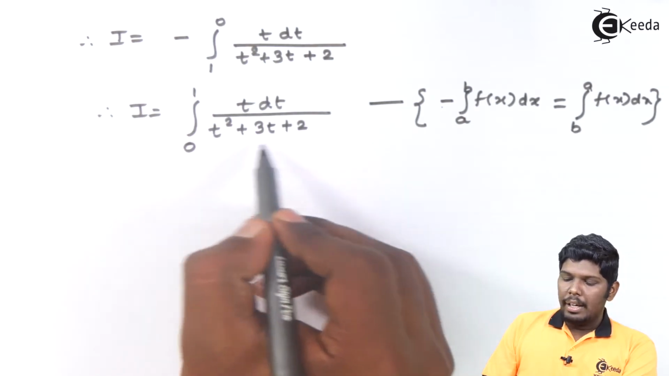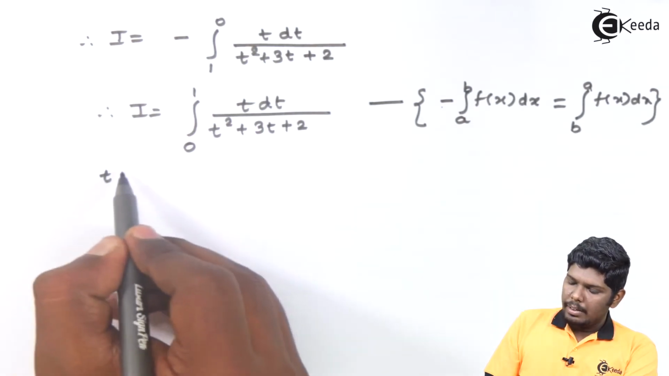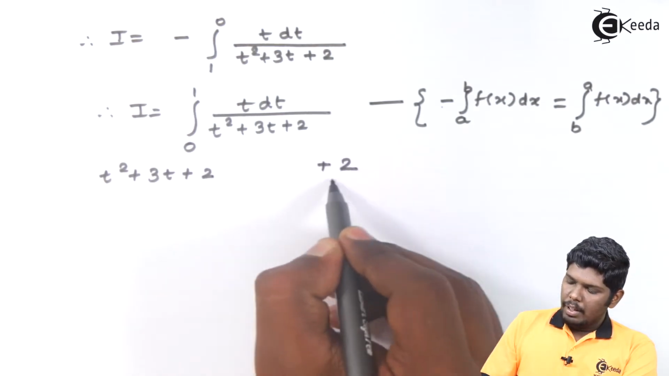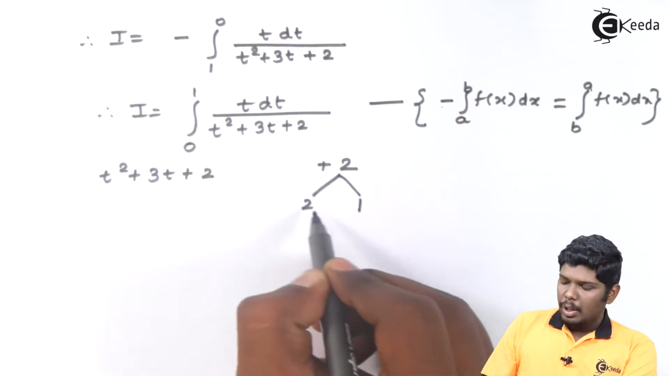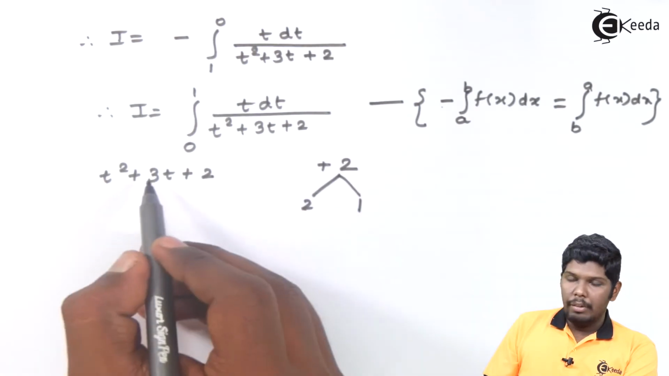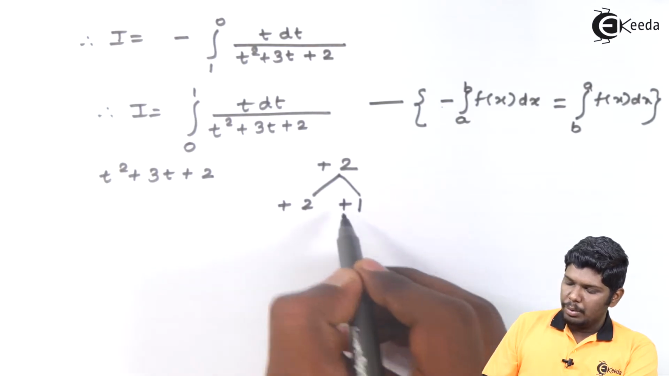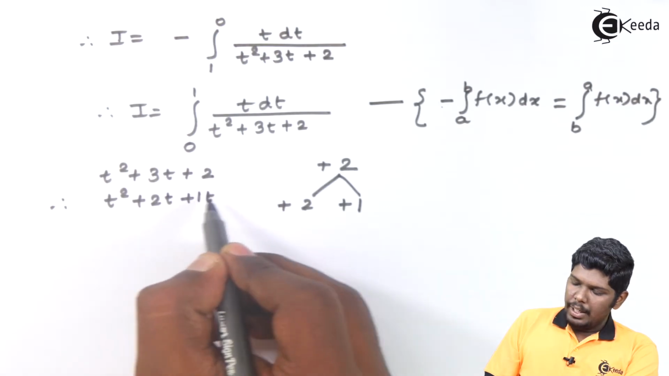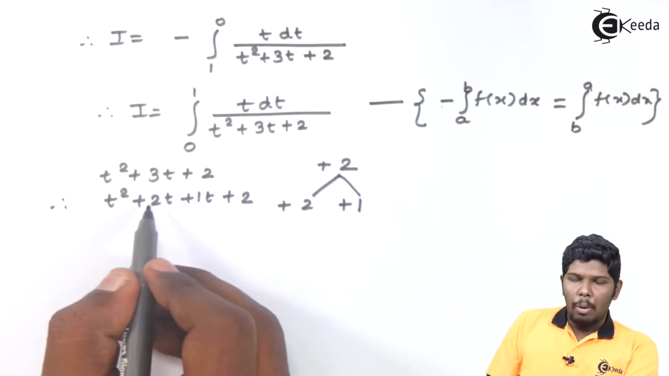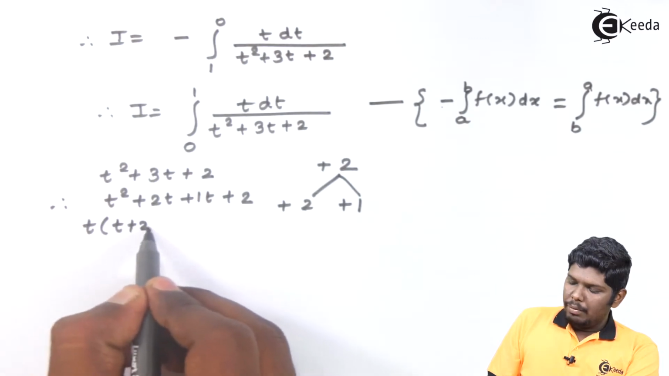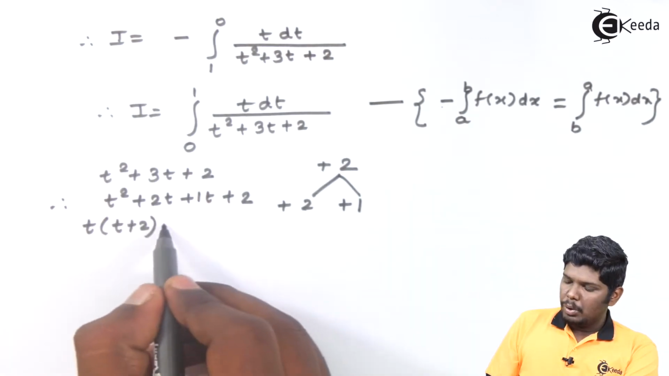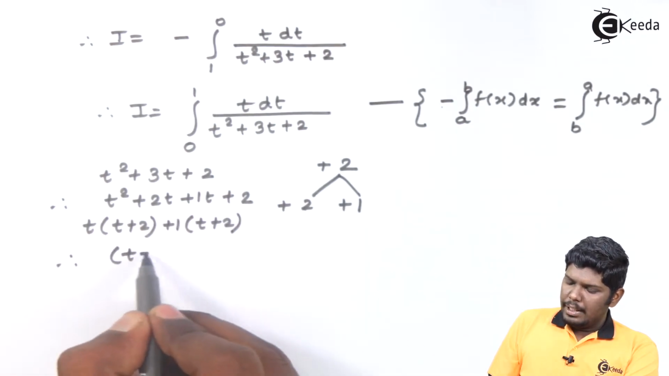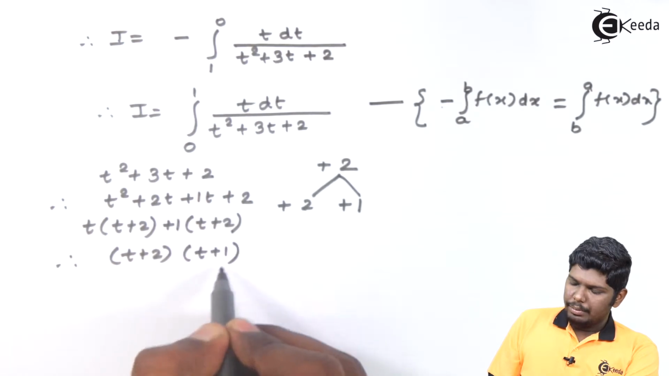Further, we can factorize the denominator t square plus 3t plus 2. We need plus 2. The two factors will be 2 and 1. 2 into 1 will give you 2 and 2 plus 1 will give you 3. In this case, both will be positive. Therefore, we have t square plus 2t plus 1t plus 2. Taking t common, we have t plus 2 left from the first two terms. From the last two terms we have plus 1 common, and again we have t plus 2. Therefore this can be written as t plus 2 into t plus 1.